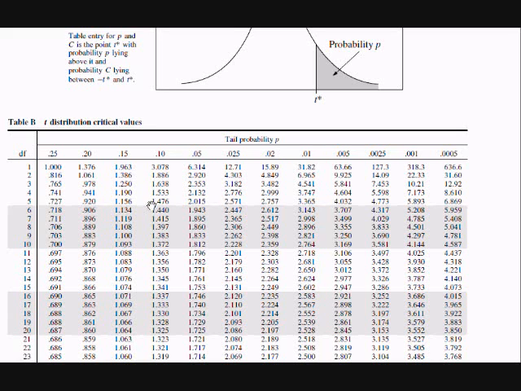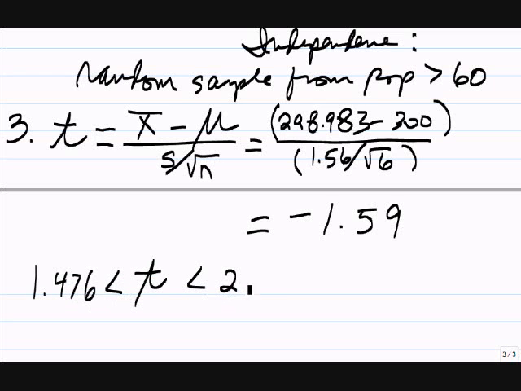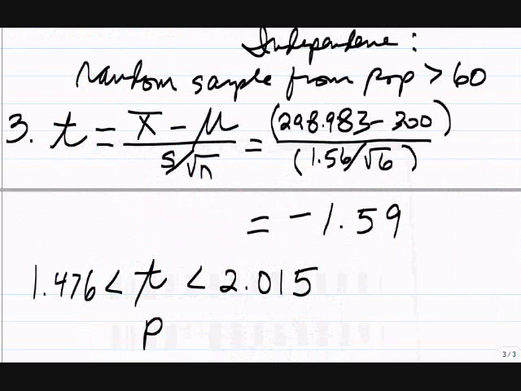Do you see that? So I got 1.476 and 2.015. So my t is between 1.476 and 2. What was it? Do you remember? 0.15, thank you. Okay. So my p-value is going to be between, now look up above, 0.10 and 0.05. So my p-value is between 0.10 and 0.05. I better turn my inequalities the other way.